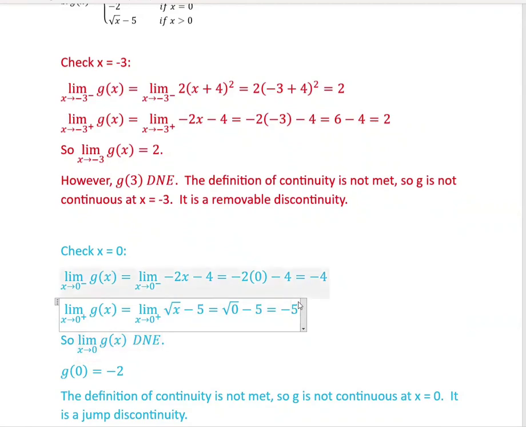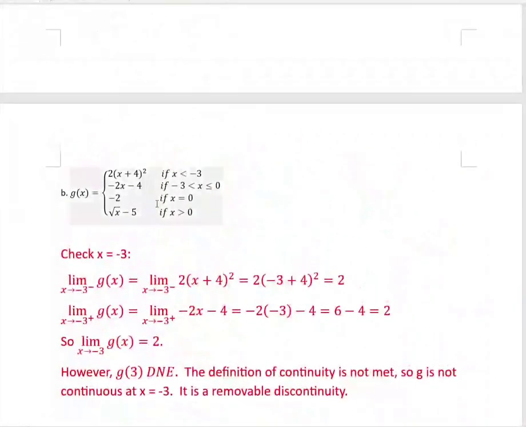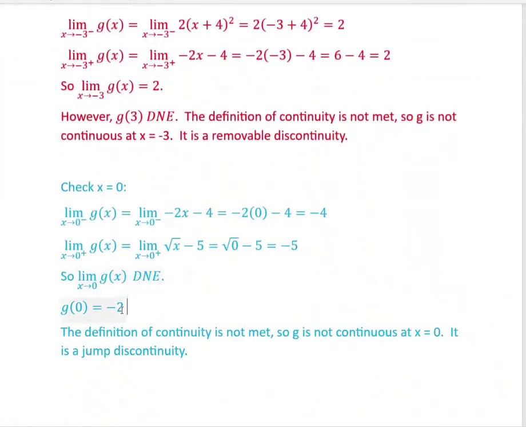So since the limit from the left does not equal the limit from the right, the limit does not exist. G of 0 is negative 2, as I was saying, and they gave that to us. These are for sure not equal. How can a limit that does not exist equal negative 2? Impossible, right? So the definition of continuity is not met, so g is not continuous at x is 0. Here is a jump discontinuity because the limits don't match each other from the left and from the right. So it's a jump discontinuity.